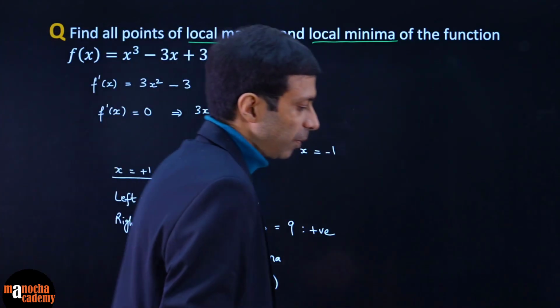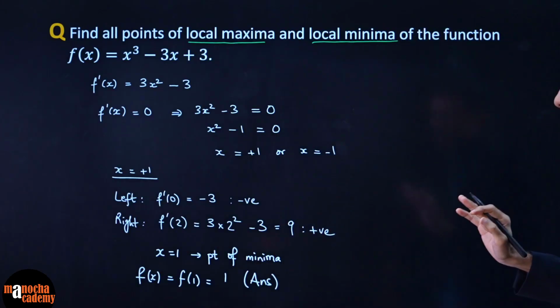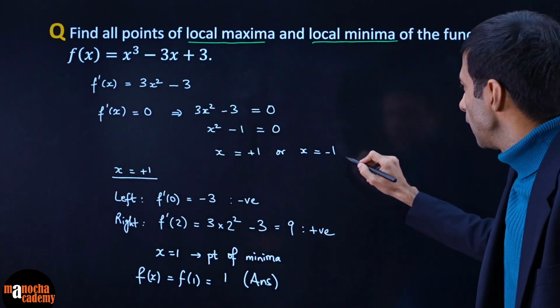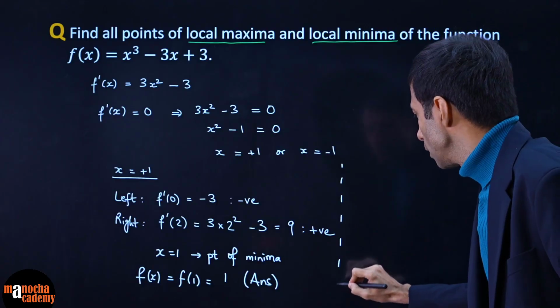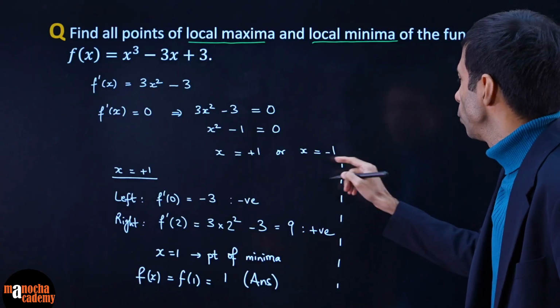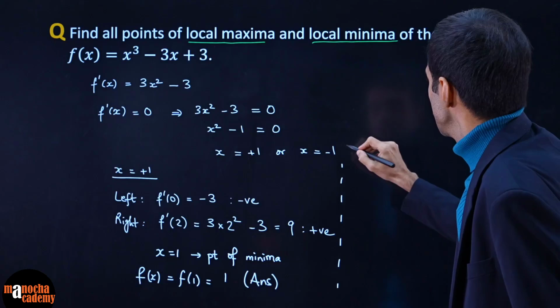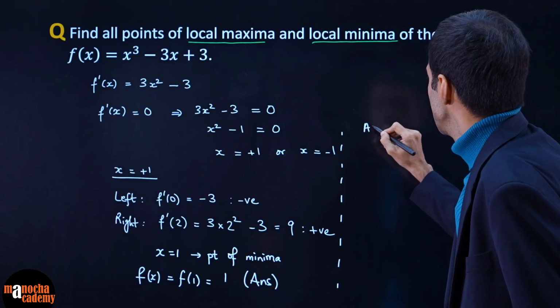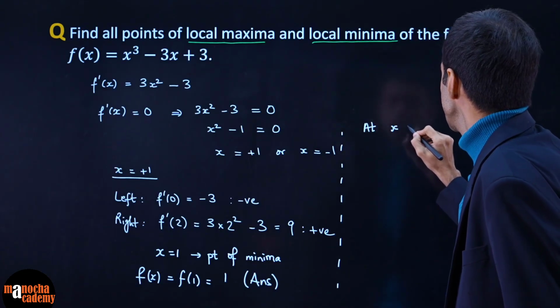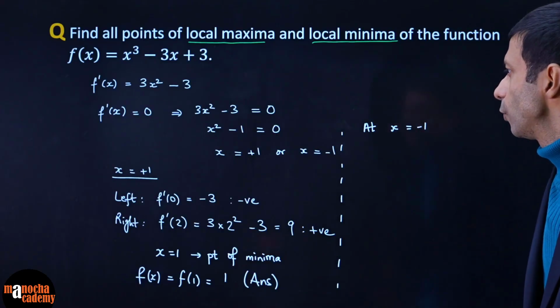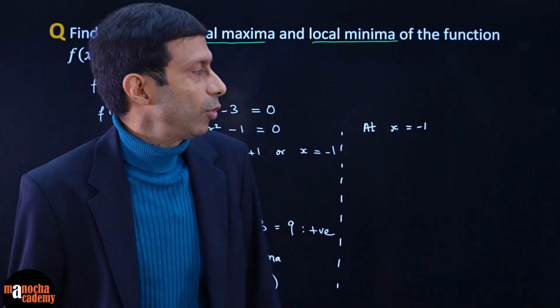Now let's look at the maximum. Look at the other point. We don't know if it's maximum or minimum. So what is the other point given to us? x equal to minus 1. So let's work this out at x equal to minus 1. Can you guys do it for me? Come on. Once again, to the left and to the right.